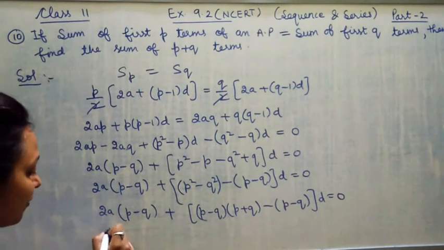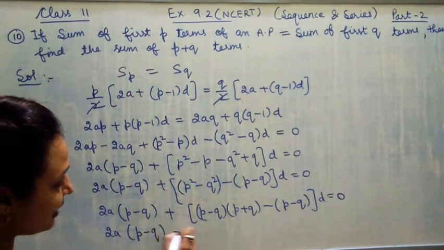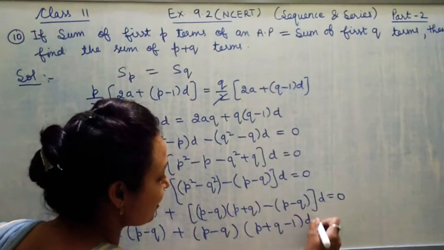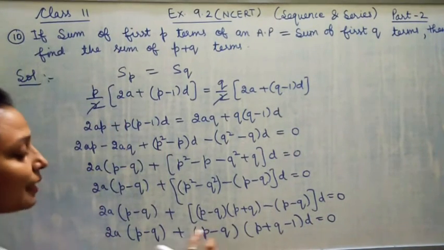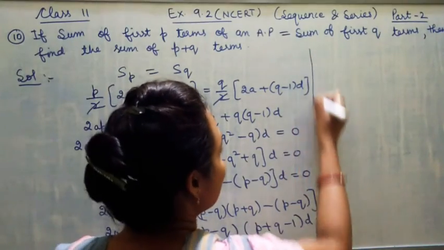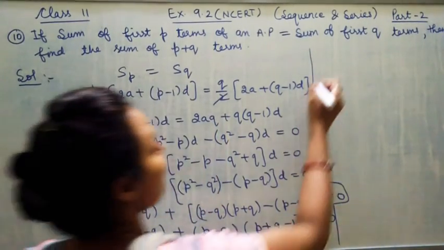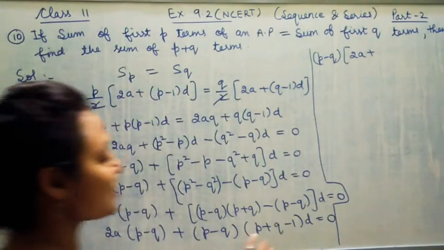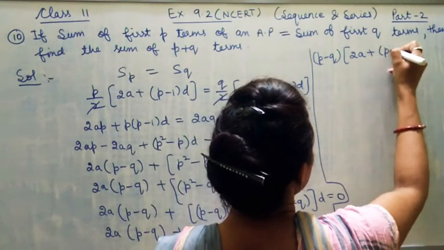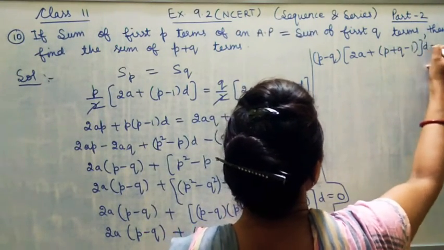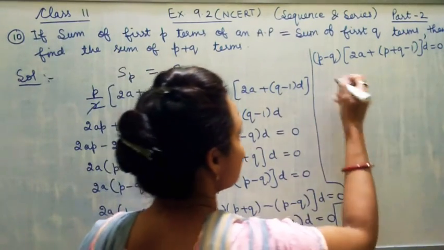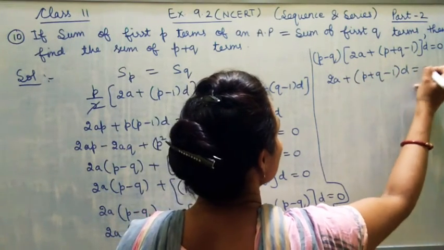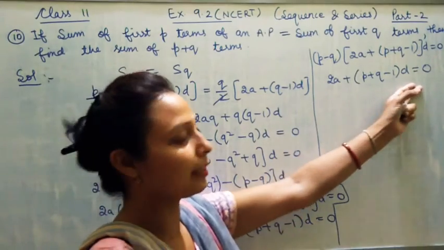I will take p minus q as a common factor, and inside the bracket we have p plus q minus 1 into d, equal to 0. Since p minus q is a common factor, we have 2a plus (p plus q minus 1) into d, multiplied by (p minus q), equal to 0. This goes to the right hand side and becomes 0. So 2a plus (p plus q minus 1) d is equal to 0. So this quantity is equal to 0.